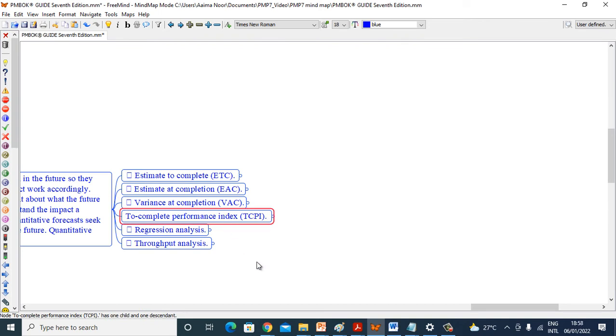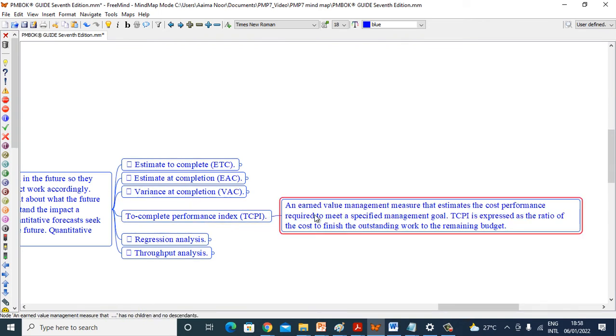To complete performance index, TCPI, an earned value management measure that estimates the cost performance required to meet a specified management goal. TCPI is expressed as the ratio of the cost to finish the outstanding work to the remaining budget.